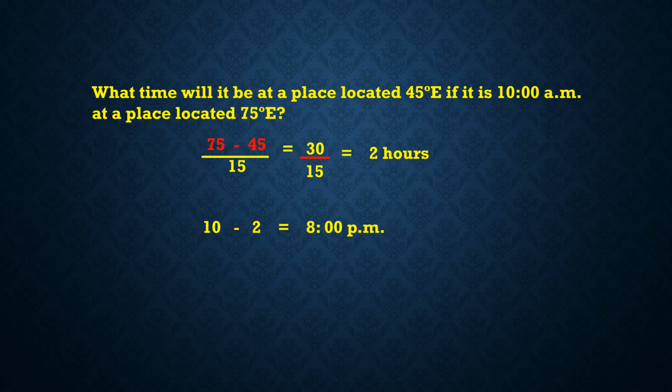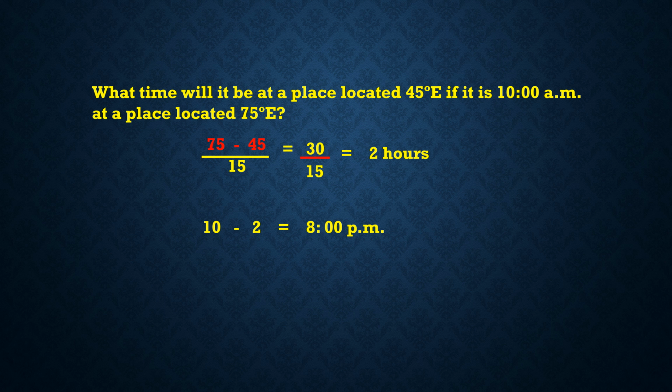No, not 8 p.m. If I have p.m. there, it's a typographical error. It actually is 8 a.m. All right, so just disregard the p.m. and say 8 a.m. So our time is approximately 8 a.m. since 45 degrees east is located west of 75 degrees east.